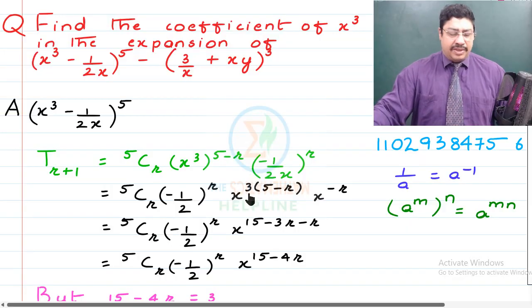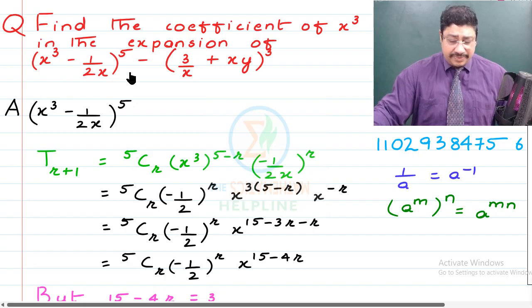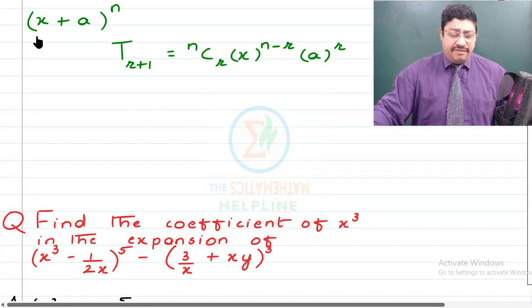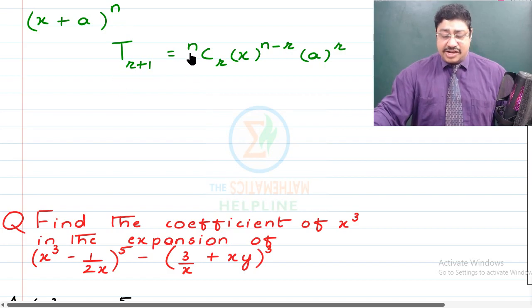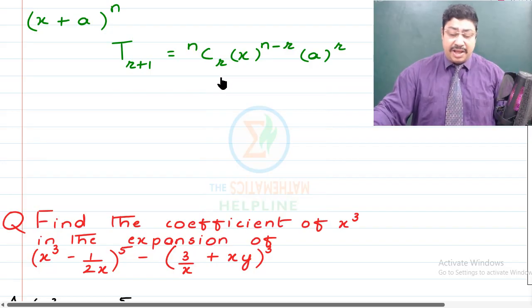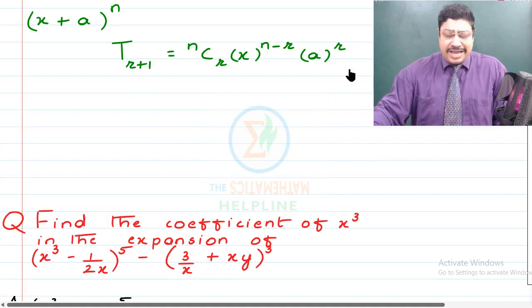So children, in this question, we had to find out the coefficient of x cube in the expansion of this minus this binomial. Now here, we actually are using this formula that if we talk about the expansion of x plus a raised to the power n, then the general term is T(r+1), which is nCr x raised to the power n minus r, which is the difference of the numbers in the superfix and the suffix. Further, the second term a is raised to the power the number which is there in the suffix, that is r.